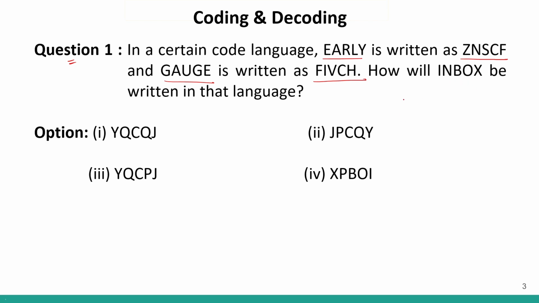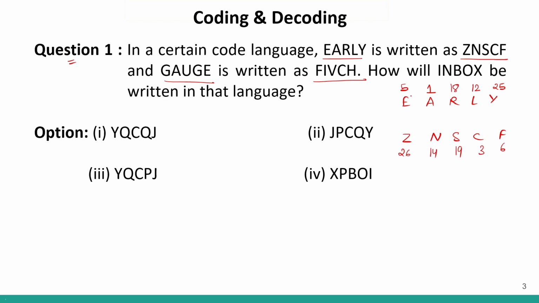Okay. So let us check for early. For early, the code is written as ZNSCF. So E, I am using forward ranks. E's forward rank is 5. A's forward rank is 1. R's forward rank is 18. L forward rank is 12. And Y's forward rank is 25. Similarly, Z's forward rank is 26. For N, it is 14. For S, it is 19. For C, it is 3. And for F, it is 6.